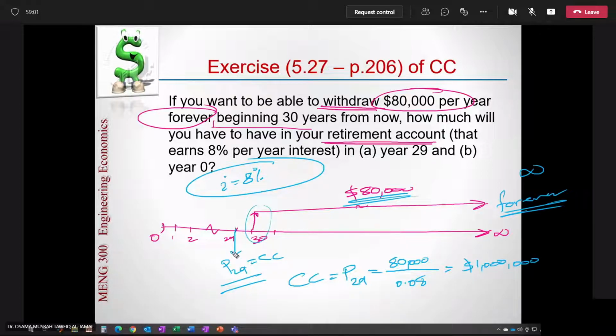It means in year 29, if you have $1 million, you can withdraw 80,000 per year forever.